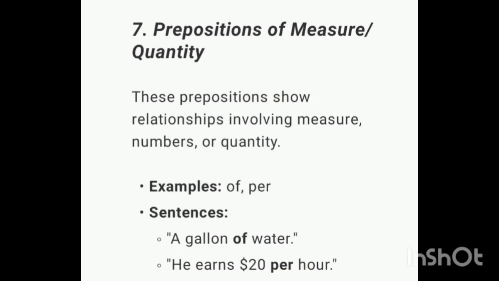The seventh one is prepositions of measure or quantity. These prepositions show relationships involving measure, numbers, or quantity. Examples: of, per. Here are a few sentences. A gallon of water. He earns $20 per hour. Here, of and per are the prepositions of measure or quantity.